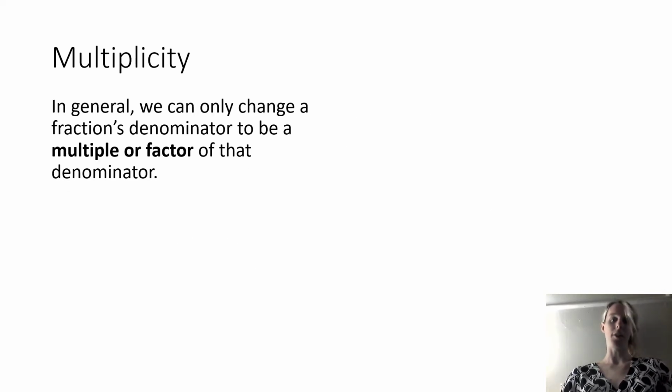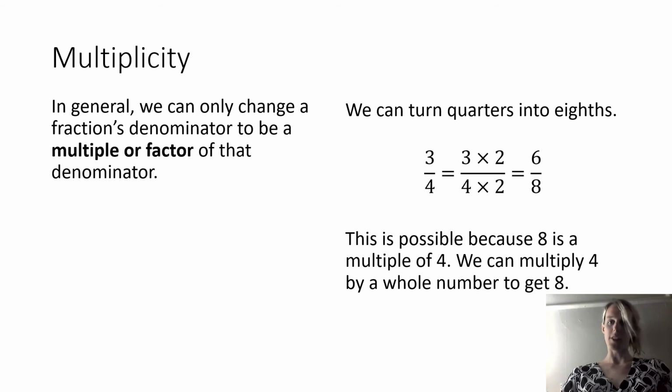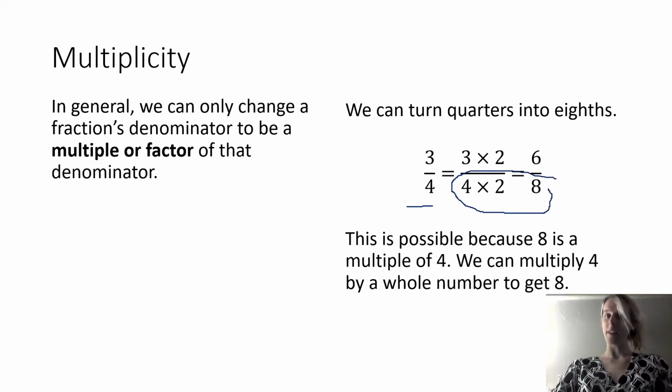The general fact that this video is trying to explain is that we can only change a fraction's denominator to be a multiple or a factor of that denominator. For example, we can turn quarters into eighths because with 3/4, you can get an equivalent fraction by multiplying top and bottom by 2. 3 over 4 is the same as 3 times 2 over 4 times 2, which is 6 over 8. The important thing here is that 8 is a multiple of 4 because 8 is equal to 4 times 2.